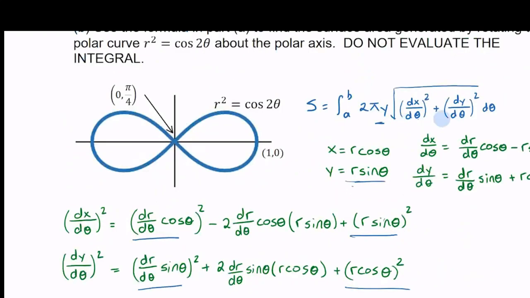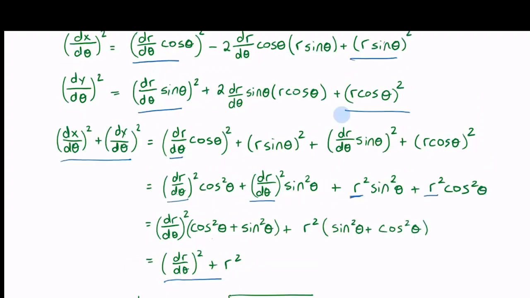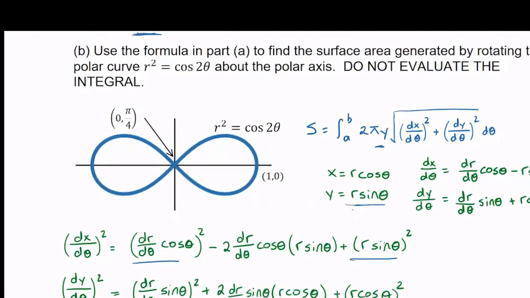So we're going to substitute that in here, and we know y is r sine theta. All you do is plug this in and you have your answer. It's going to be the integral from a to b of 2 pi y, which is r sine theta, times the square root of the term we just developed, d theta. This is how you find the surface area for the scenario that was described, for any general curve that we're going to rotate about the polar axis.